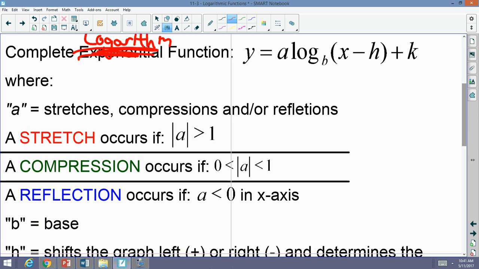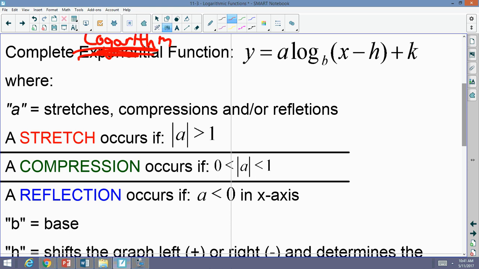Let's talk about this a, this h, and this k again, because we talked about it with absolute value. We talked about it with quadratics, and now we're talking about it with logs. Here's the thing. Any function you're going to see now or later in life, in math, this a, this h, and this k have the same exact properties. I promise you. So a stretches, compresses, and or reflects. A stretch occurs if the absolute value of a is greater than 1. That means it's going to become thinner and thinner, narrower and narrower.